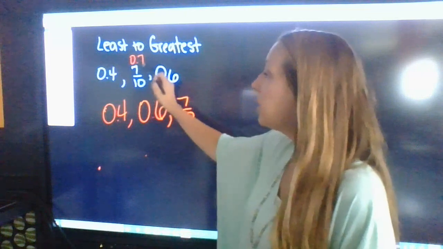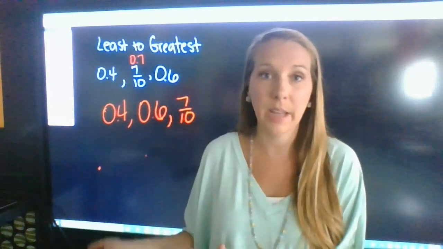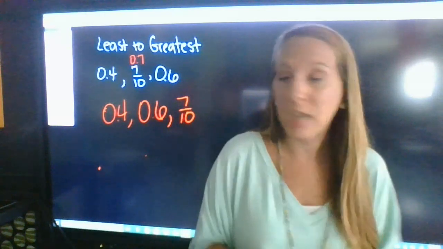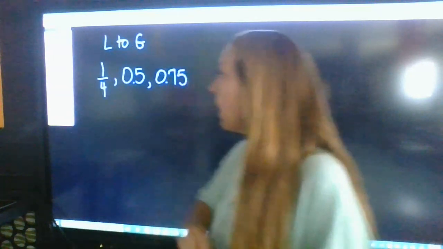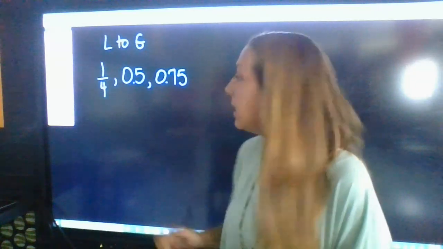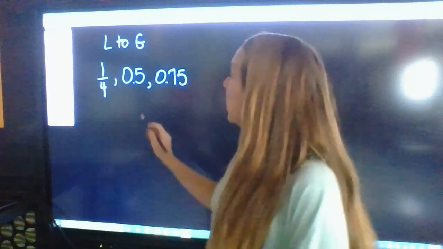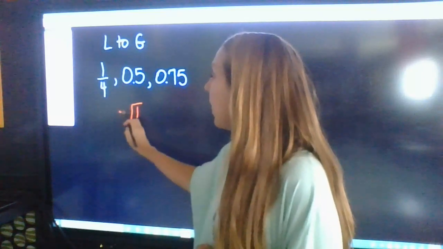We know that 0.7 and 7/10 are equivalent, so you don't need to put the 7/10 as a decimal. You need to put it back as the fraction that they gave it to you in. All right, on this one, we have one fraction and two decimals as well. The easiest thing to do here would be to take this fraction and divide it. So we're going to do 1 divided by 4.